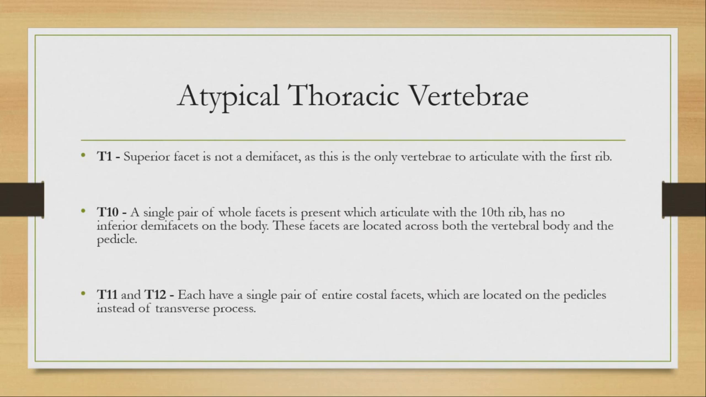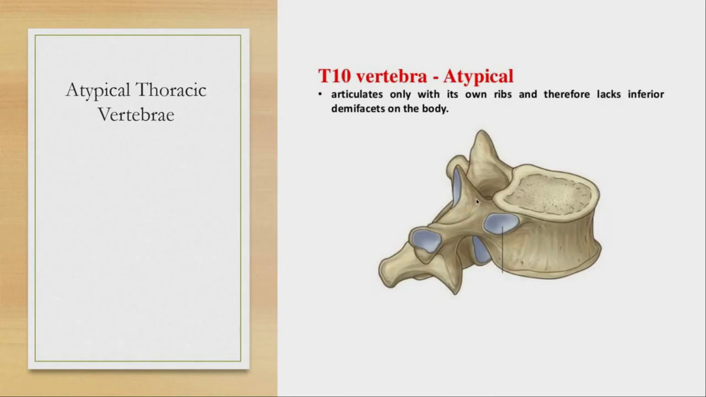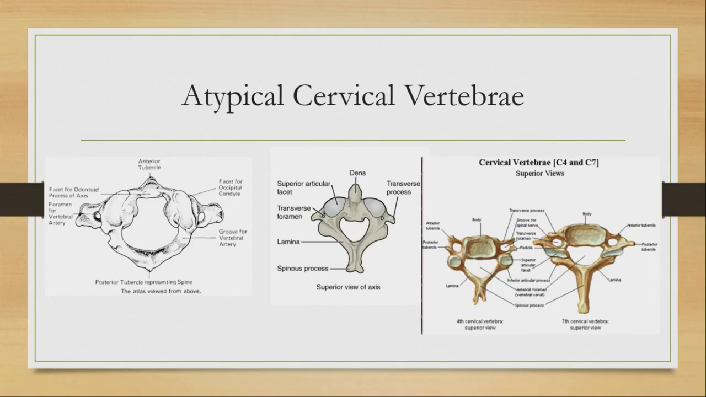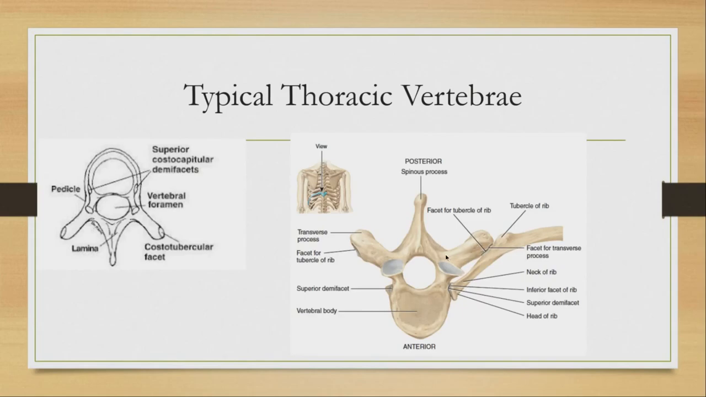The atypical thoracic vertebrae are T1, T10, T11 and T12. T1, the superfacet, is not a demifacet, as it's the only vertebrae to articulate with the first rib. T10 has a single pair of whole facets which articulate with the 10th rib, and it doesn't have inferior demifacets, as it only articulates with the rib corresponding. T11 and T12 each have a single pair of costal facets, and those are located on the pedicles instead of the transverse process. So instead of being located on this side of the transverse process, they'll be located on the pedicles instead.